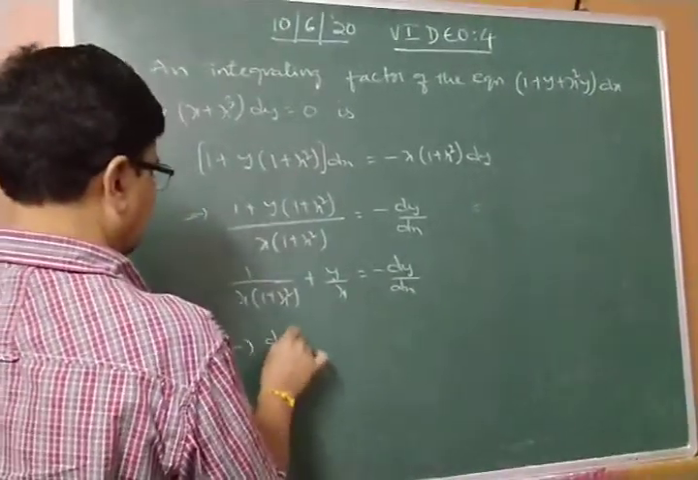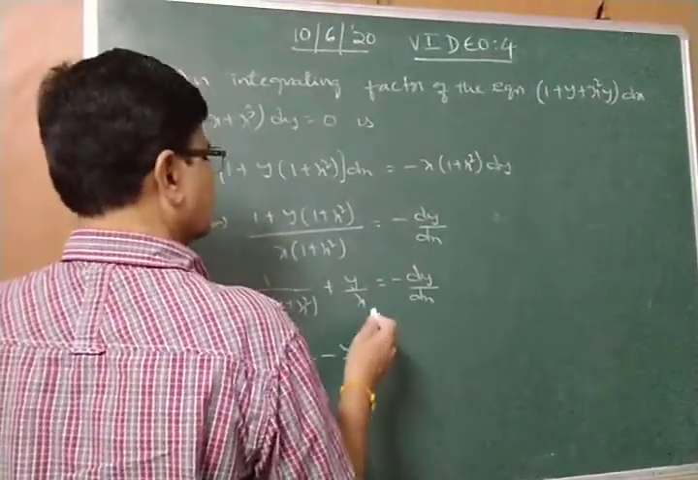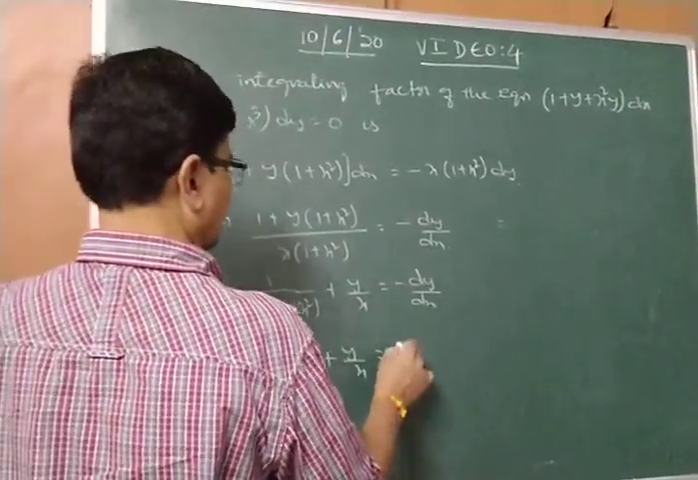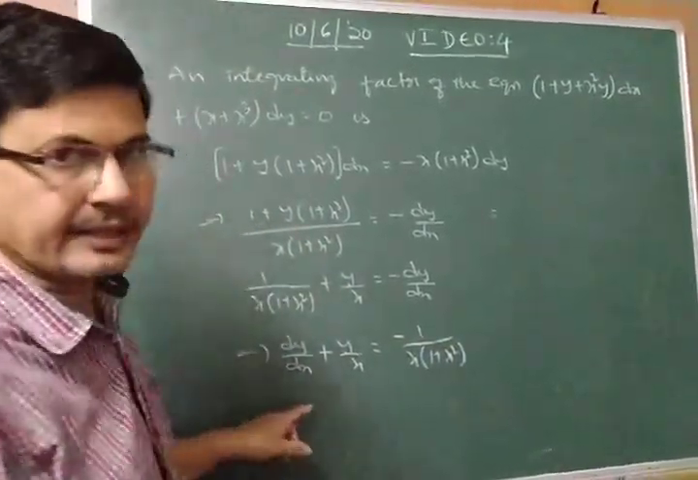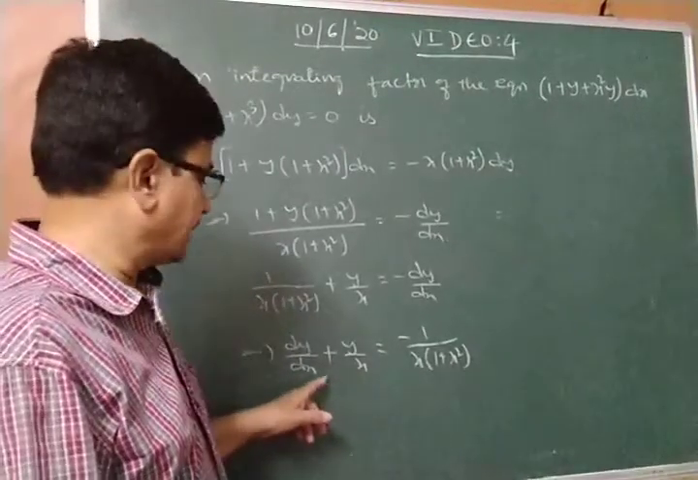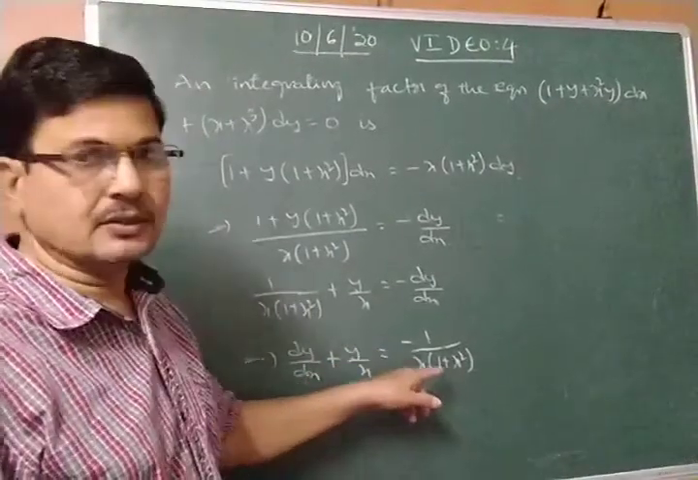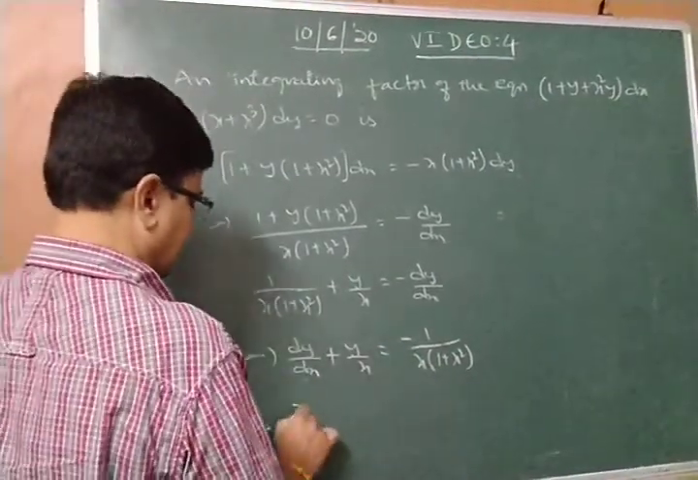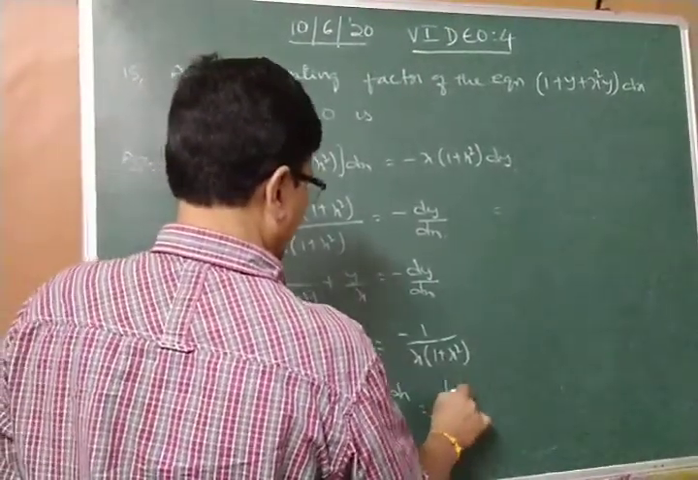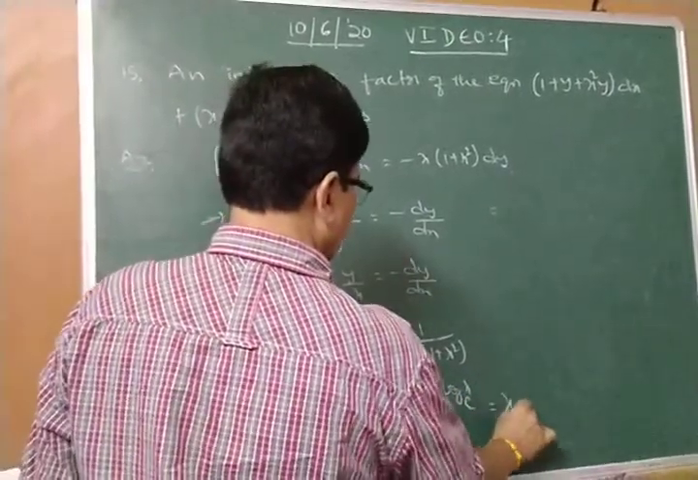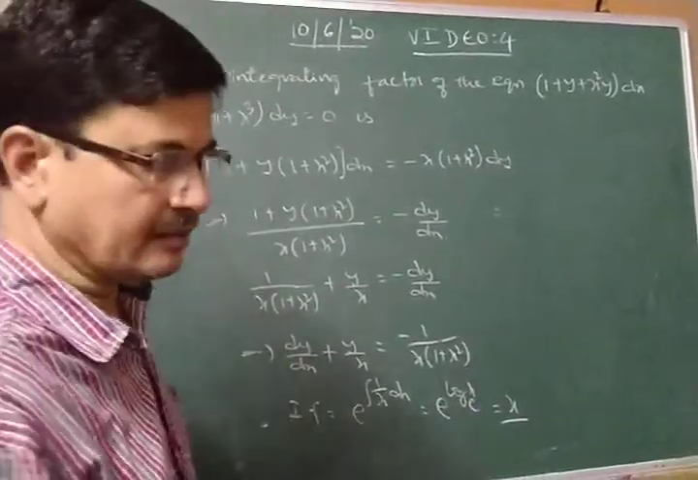So that implies dy/dx + y/x is equal to minus 1/(x(1 + x²)). Now this is the linear differential equation in x, of the form dy/dx + P(x)y = Q(x). So the integrating factor is e to the power of integral 1/x dx, that is e to the power of log x to the base e. So x is the integrating factor.